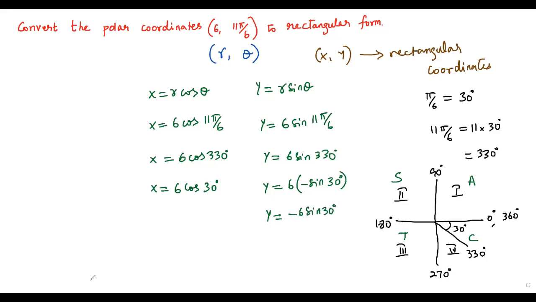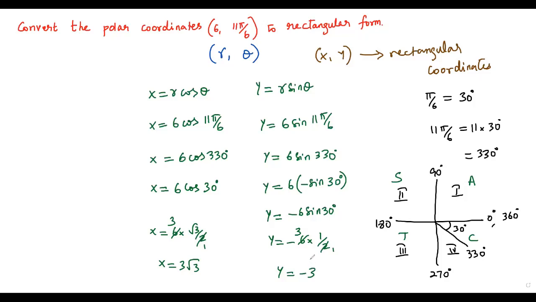Using the trigonometric ratio table or unit circle, we can get the values of cosine 30 degrees and sine 30 degrees. From the table, cosine 30 degrees is square root of 3 over 2. 2 goes into 2 one time, 2 goes into 6 three times. So I get x equals 3 square root of 3. And y equals negative 6 times the value of sine 30 degrees from the table, which is 1 over 2. 2 goes into 2 one time, 2 goes into 6 three times. I get y equals negative 3.